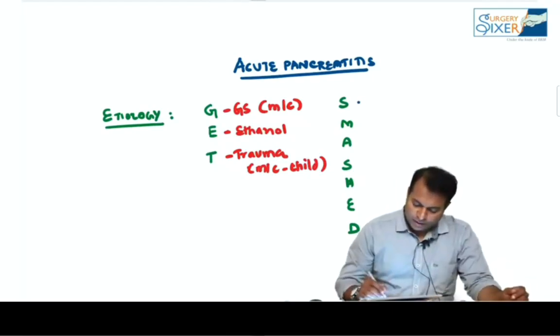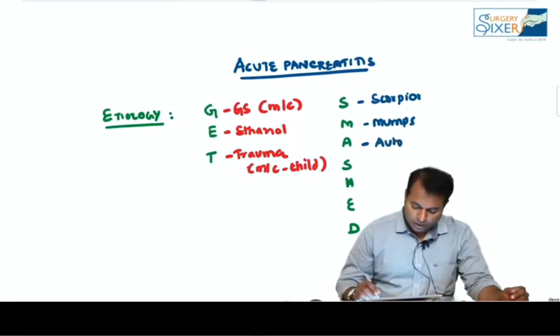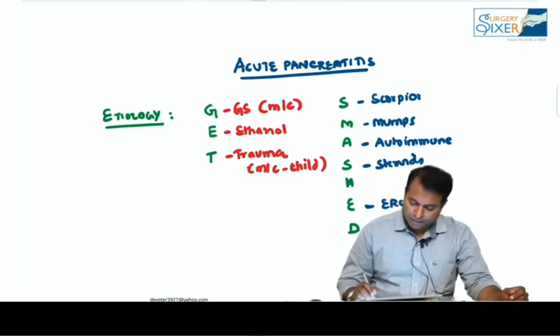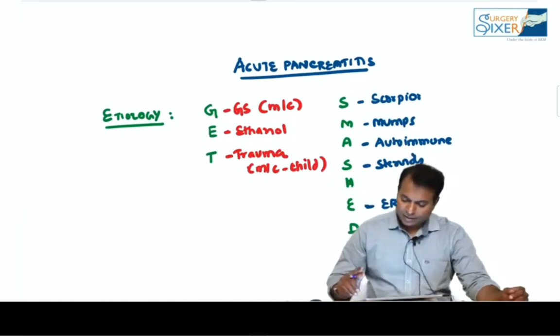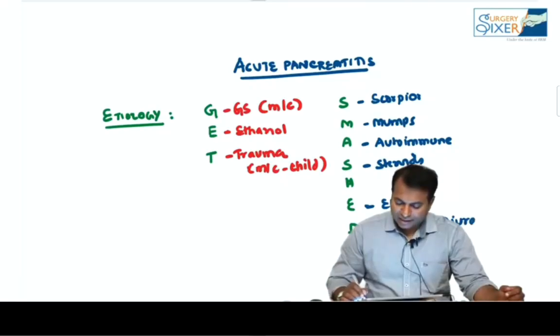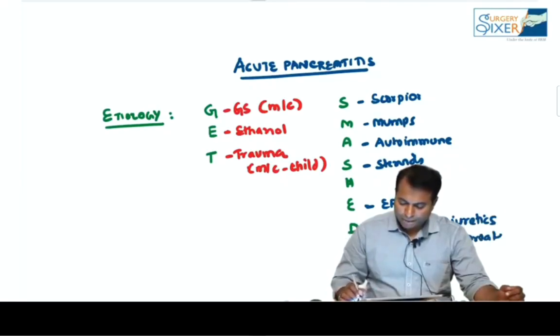And coming to S for scorpion bite, M for mumps, A for autoimmune, S for steroids, E for ERCP, and D for some drugs. What are the drugs? Drugs like thiazide diuretics, valproate, many chemotherapy drugs, they all can cause pancreatitis.